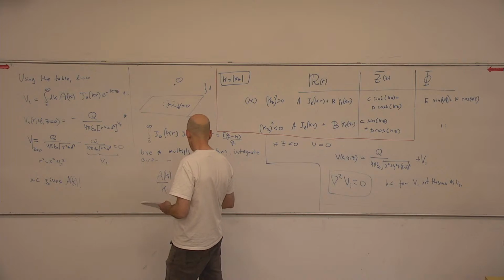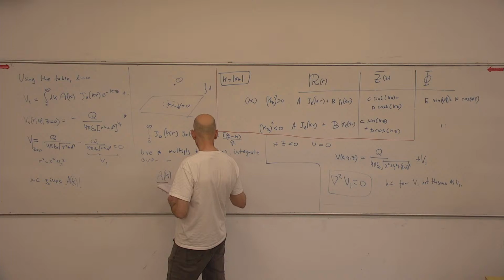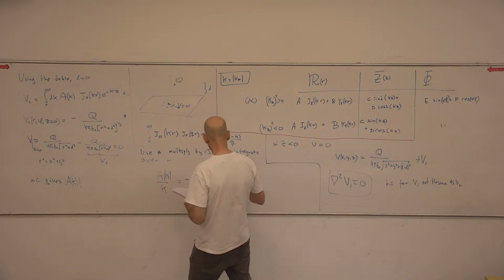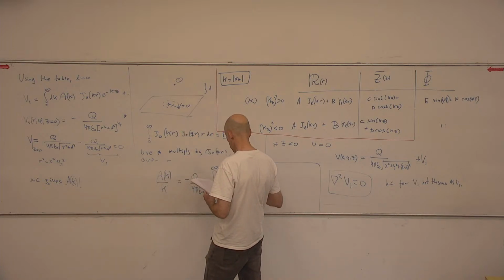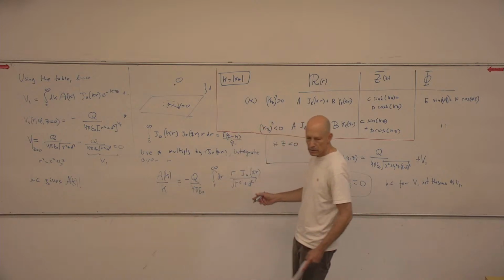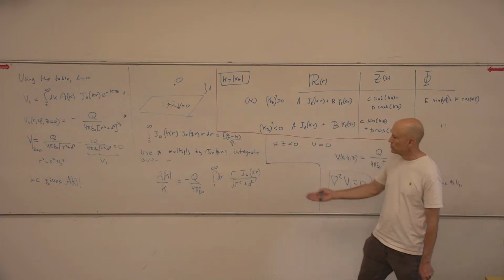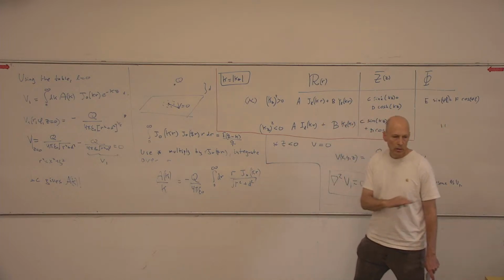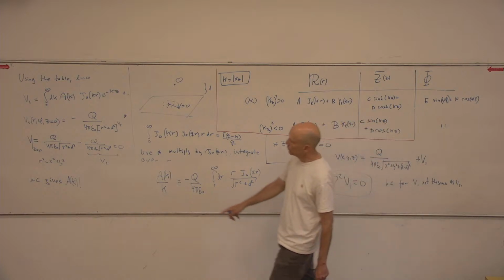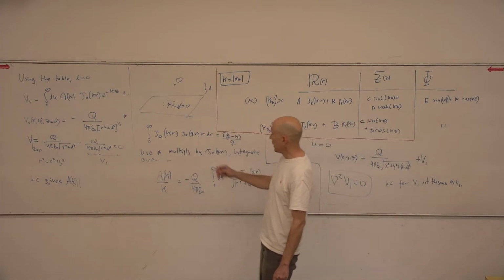4 pi epsilon 0, integral from 0 to infinity dr r j0, again this is because of L equals 0, r squared plus d squared. Why do we have r squared plus d squared? This comes from Coulomb's law when z is equal to 0, and this is the decay like you have here. This is my AK.